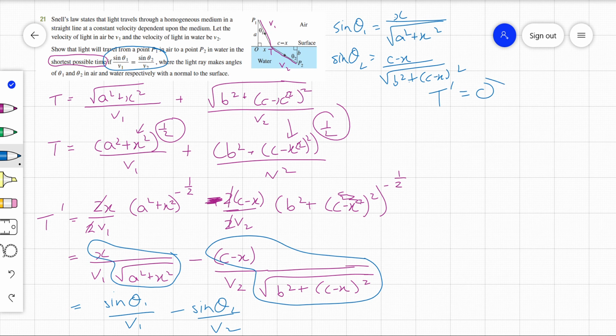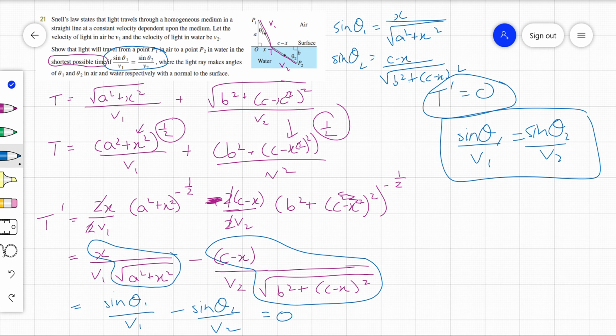Now for t dash to equal 0, you can see that means sine theta 1 on v1 has to equal sine theta 2 on v2. Because that was a minus, I'm just putting it on the other side of my equal sign. All right, which gives us that bit there. So yes, in order to minimize this, sine theta 1 on v1 has to equal sine theta 2 on v2. So I think that's all you have to show.